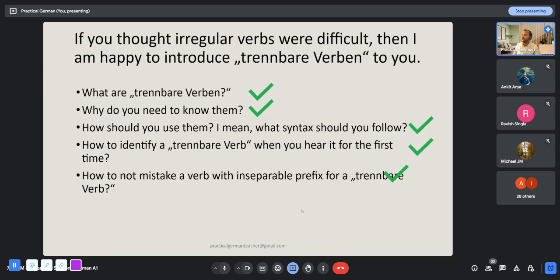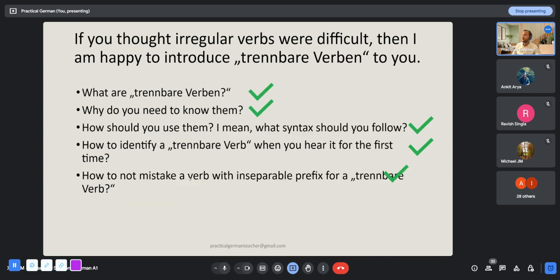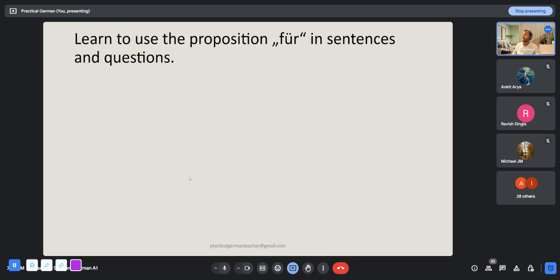That's what I meant: how not to mistake a verb with an inseparable prefix for a trennbare verb. The idea was, whenever you see these prefixes, be, emp, ent, er, ge, mis, ver, zer, don't think that they are separable. Maybe you may be wrong. So any questions, guys?